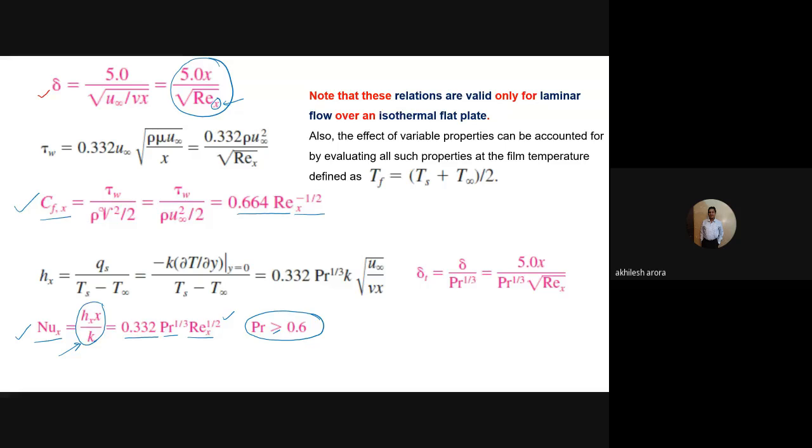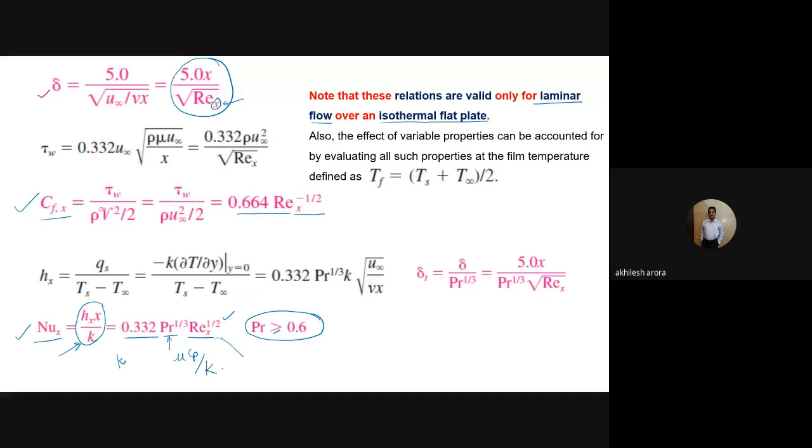One more important thing I wanted to remind you is that all these correlations are valid for laminar flow, and the plate is an isothermal flat plate, meaning the temperature at each point on the flat plate is the same. When calculating the local Nusselt number, we need the thermal conductivity. The Prandtl number is given by mu Cp by k, so we have viscosity, specific heat, and thermal conductivity involved in it.